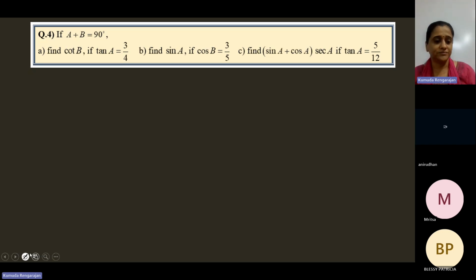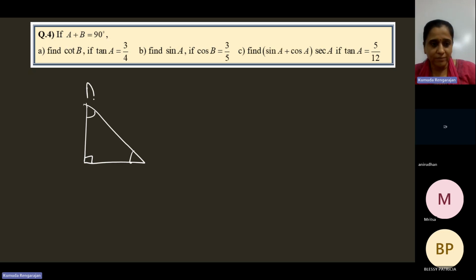In a right triangle, the sum of these two acute angles is equal to 90 degrees. So A plus B is equal to 90. That means C is the vertex containing the right angle.